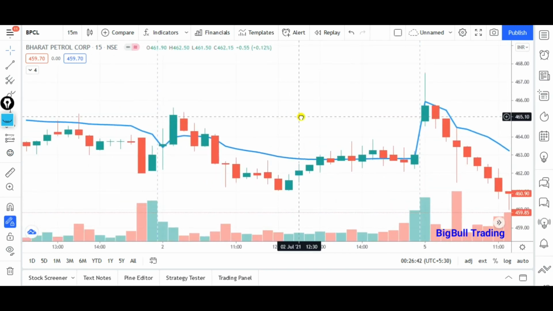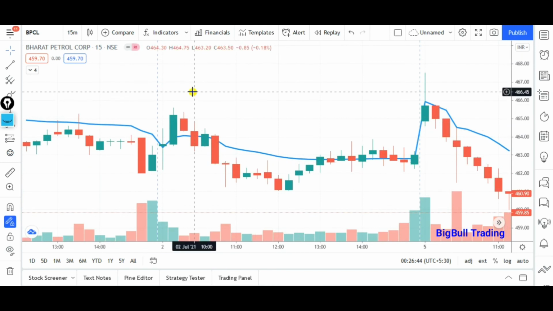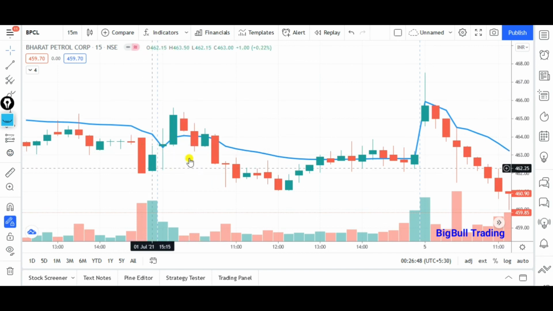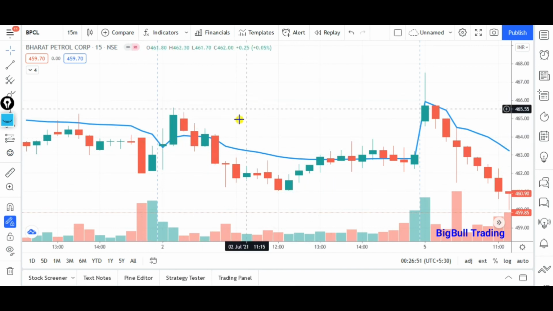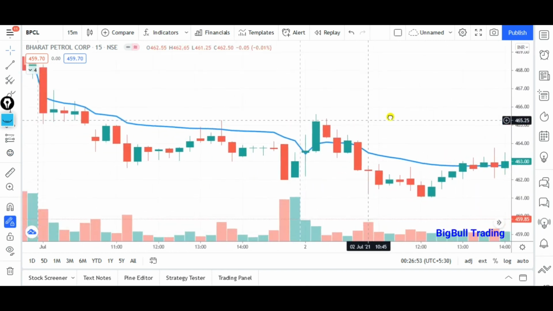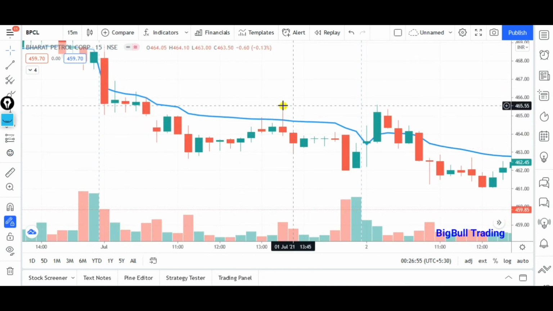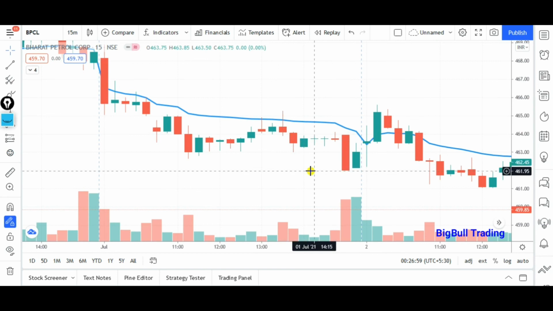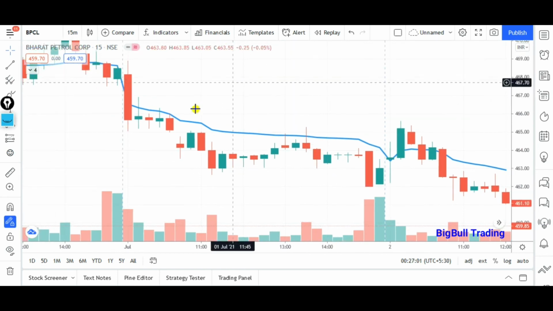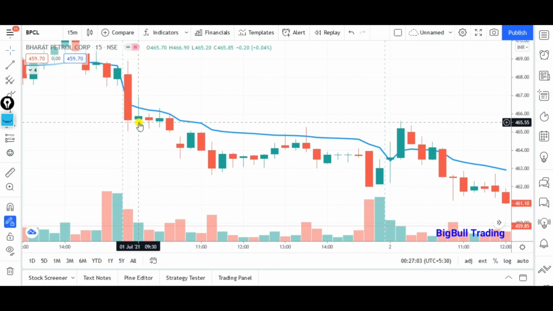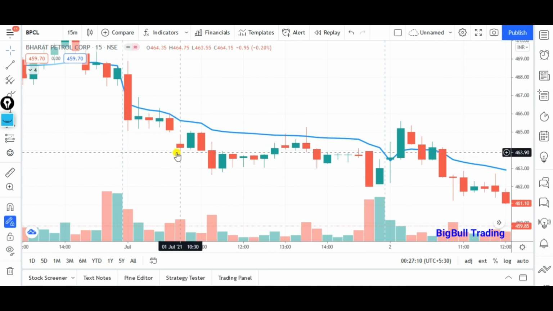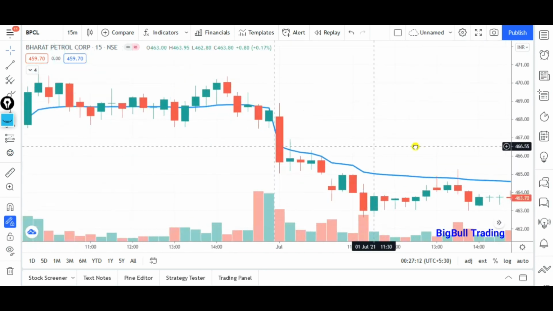For example, for BPCL, we will go 1 day above this one. In this day, this is not a valid pin bar, so on this day we are not getting any trade. On the first, if you go, you can see here, this is the perfect pattern for the sell, and you get a good profit here. Here again you get an opportunity, but this is green, so you need a red. Once this is done, your order is activated and you make a good profit here also.